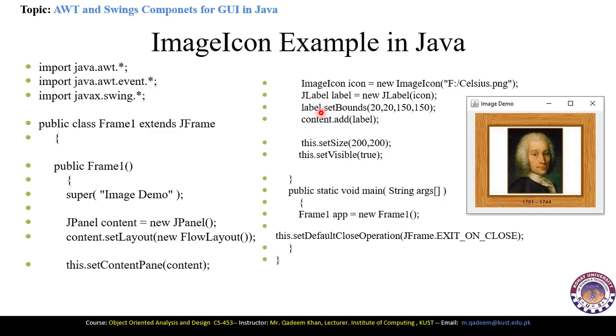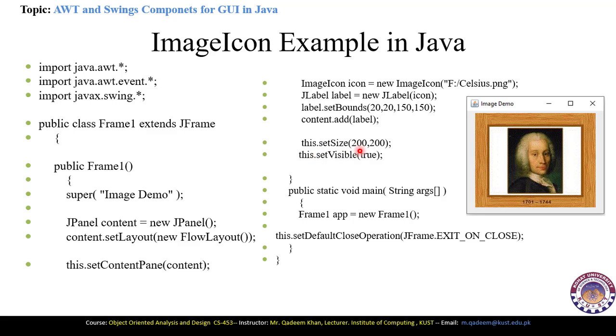Now we have defined the position of this label on the GUI. So label.setBounds, and the first point to start the label is 20,20, which is here. So it means 20 from the x-axis and 20 from the y-axis. This is the first point, and the second point is 150,150, which is this position. So starting from this point up to this point, we have defined the size of the label, which is in fact the image icon that is passed in the constructor of the JLabel.